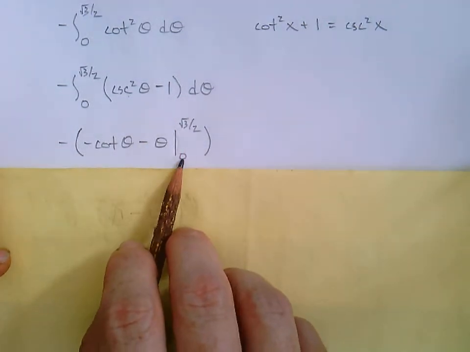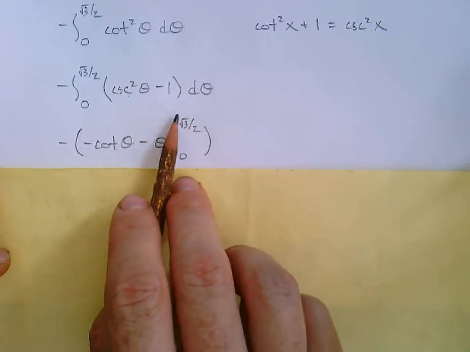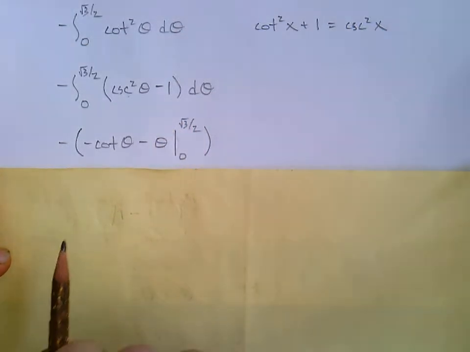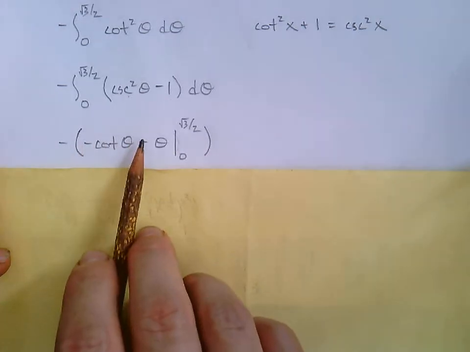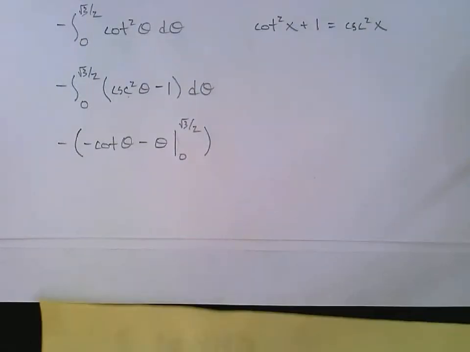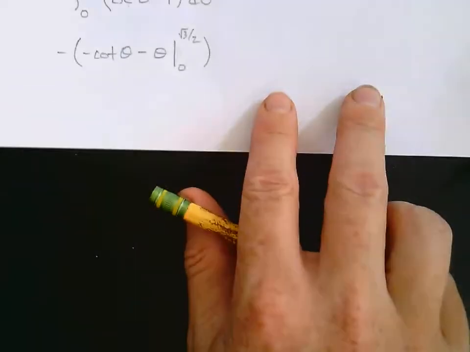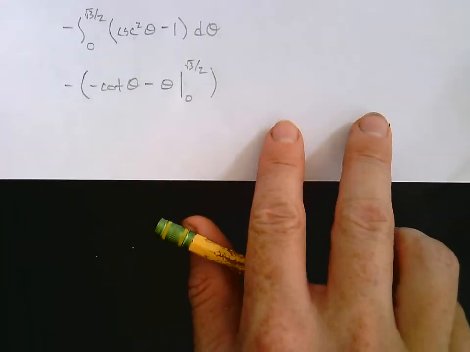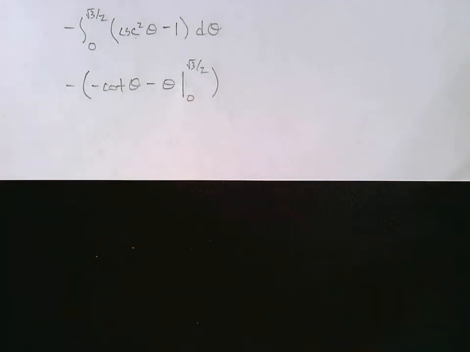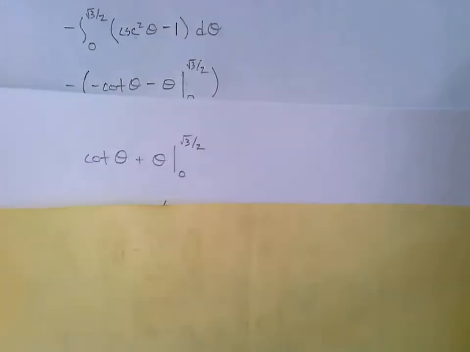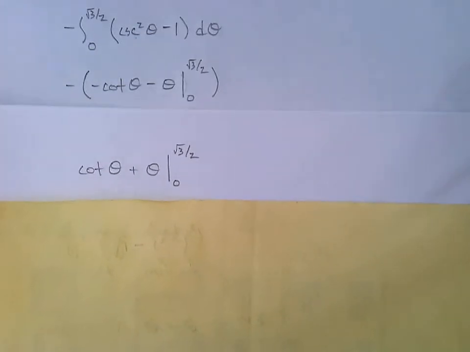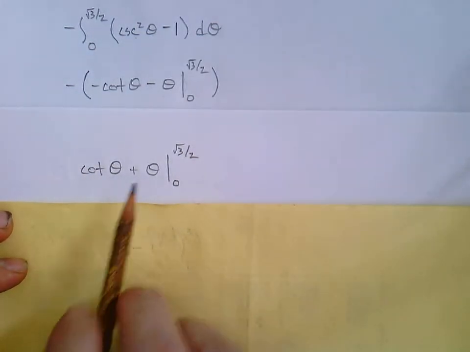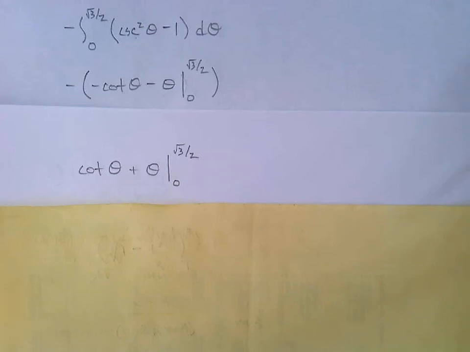And we're going to go from 0 to root 3 over 2, but these are t values, so we'll need to convert. Maybe distribute that negative first, since it looks like I do that on the next page. Let's go ahead and just distribute that negative. Okay, make them nice and positive. And then we have to convert our thetas back into t.